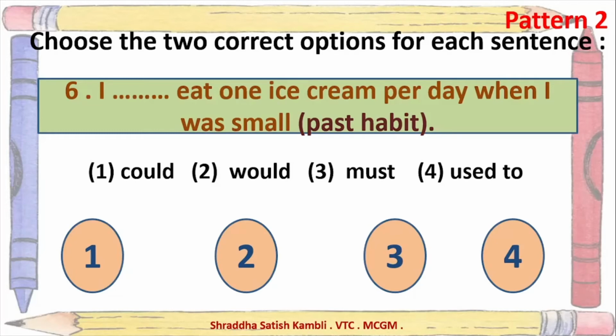It will be, yes, option number 2. I would eat 1 ice cream per day when I was small, and I used to eat 1 ice cream per day when I was small. So option number 2 and option number 4 are the correct ones. Okay, so this is how you have to select 2 correct options.